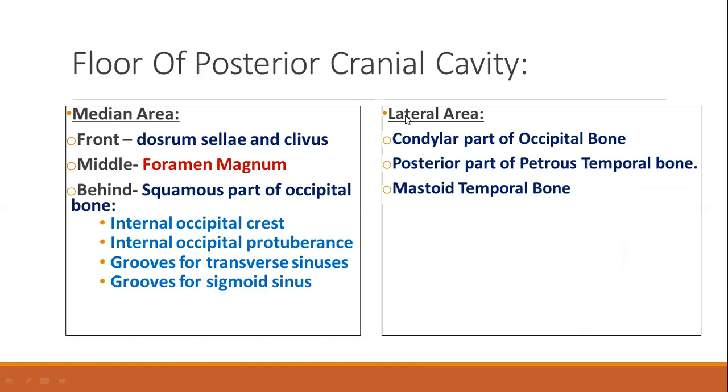Floor of the posterior cranial fossa. We have the median area and the lateral area. Median area: front, middle, and behind. In front, the dorsum sellae and clivus; in the middle, the foramen magnum; and behind, the squamous part of the occipital bone. Internal occipital crest, internal occipital protuberance, grooves for the transverse sinuses, grooves for the sigmoid sinus. The lateral area: another part of the occipital bone, the posterior part of the petrous temporal bone, and the mastoid temporal bone.